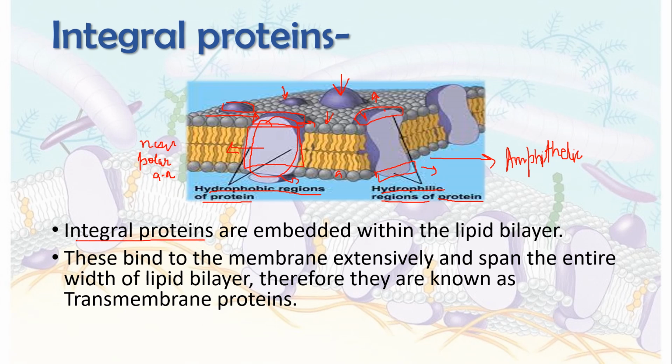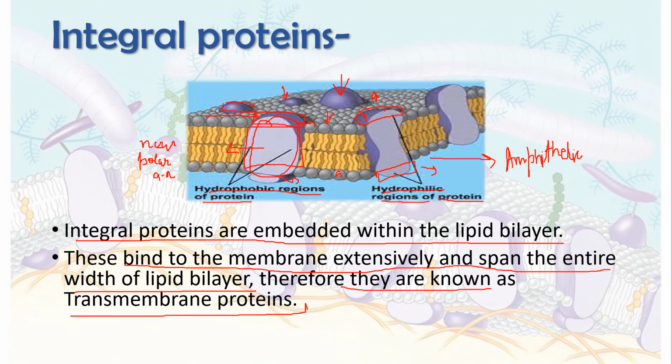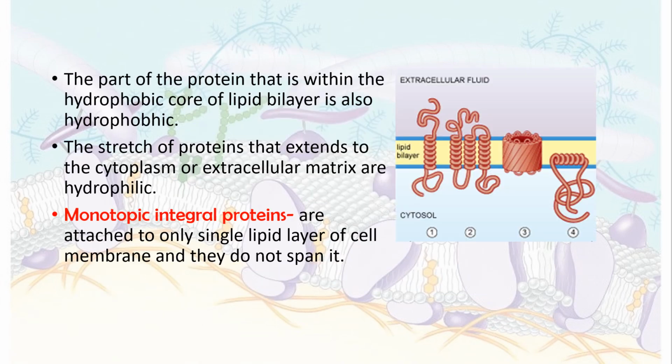So integral proteins are embedded within the lipid bilayer. They bind to the membrane extensively and span the entire width of the lipid bilayer. Therefore, they are known as transmembrane proteins. Why are they known as transmembrane proteins? Because they span the entire width of the cell membrane. Next, let's take another picture to understand better.